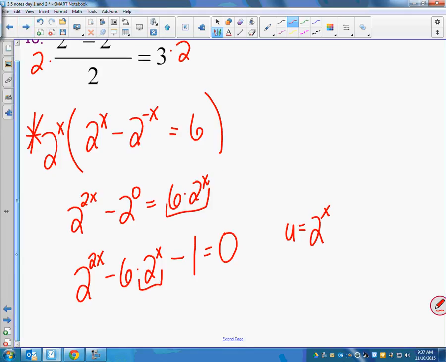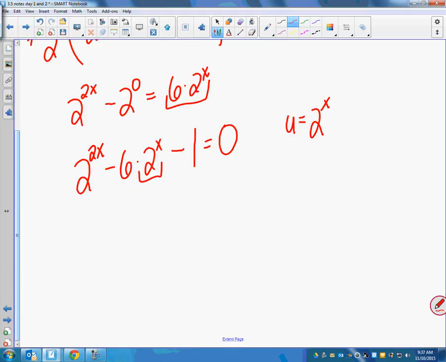Okay. If u is 2 to the x, do you agree this middle term becomes minus 6u minus 1? And if you know u substitution, that first one better become u squared. And it does, because you can think about this as 2 to the x quantity squared. Yeah, that's right, because that would be 2x. So that's just u squared. So that's where this comes from. I need to move this over. So this is just u squared minus 6u minus 1.